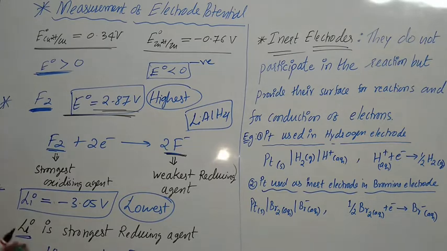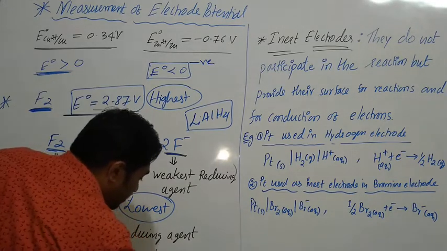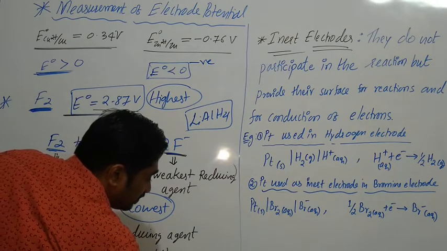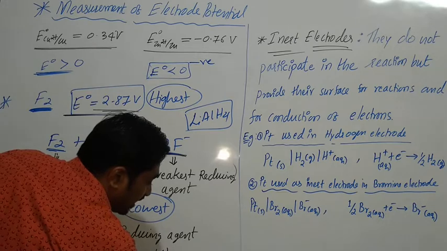Then what is the nature of the lithium ion? The lithium ion doesn't want to accept electrons. It doesn't want to take the electron; it doesn't want to be reduced. If it doesn't want to be reduced, it must be the weakest oxidizing agent. So our Li+ ion is the weakest oxidizing agent.